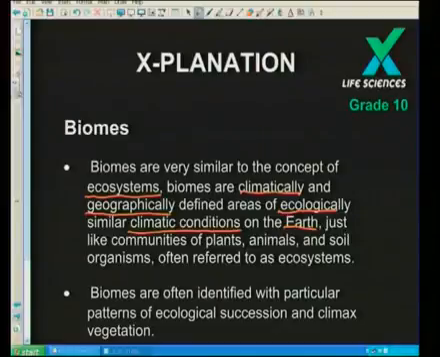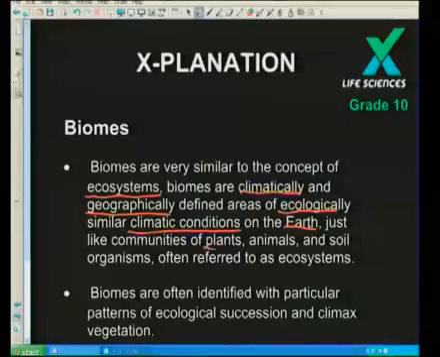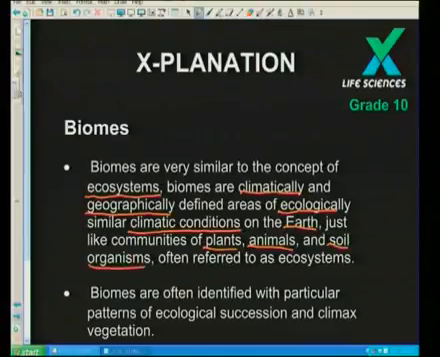Now, what I'm trying to say to you is that a biome has its specific climate. It's situated in a specific place on Earth. Because of that, we're going to have specific plants that adapt to live and grow in that area. We're going to have animals that adapt to that specific biome. We're going to have soil organisms that can live only in that biome. So the biome will determine which animals and which plants grow and live in that area because of its rainfall and its temperature.